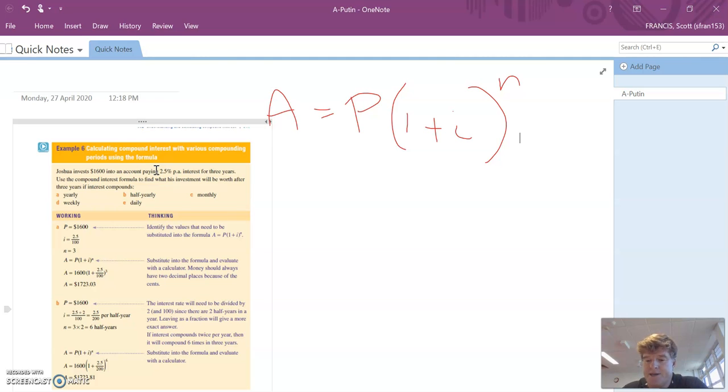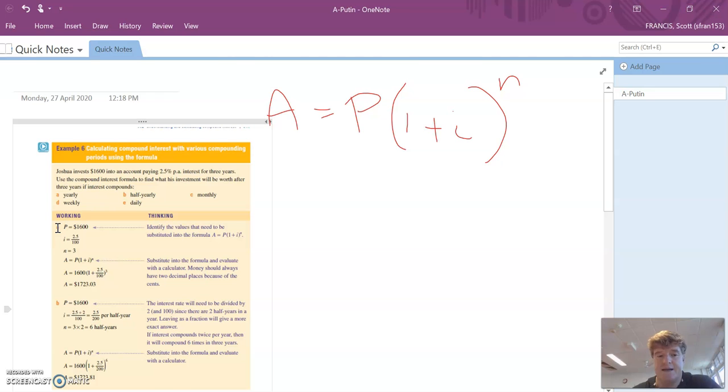The second adjustment is that if it compounds every 6 months, over a 3-year period, it's going to compound 6 times. So the n in the formula is going to change. So the interest rate changes and the number of times it compounds changes. So let's have a look at doing this first question.